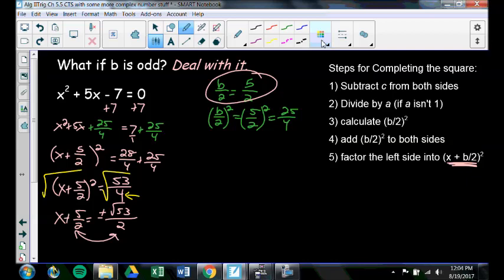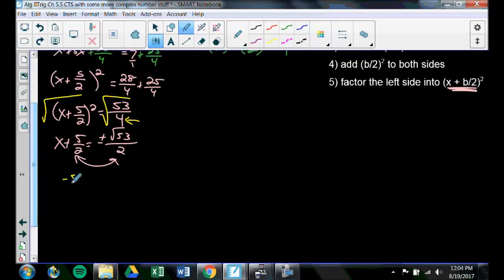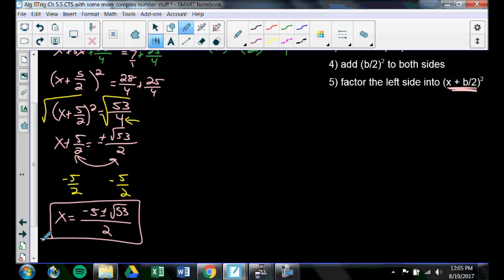So now I'm going to subtract 5 over 2 from both sides. And I can write this as one fraction because of the common denominator. So we get x equals negative 5 plus or minus the square root of 53 over 2. That has two solutions. Negative 5 plus root 53 over 2 and negative 5 minus root 53 over 2. Two different pieces.